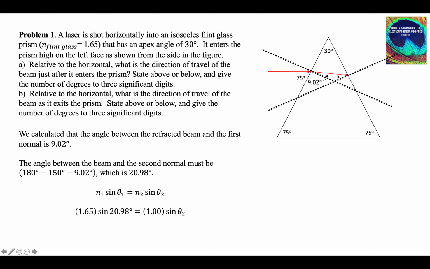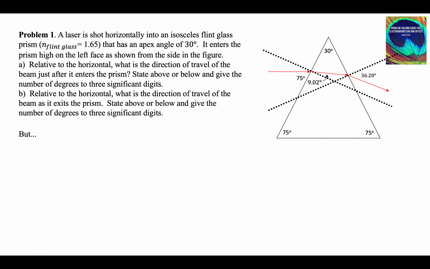Snell's law again. It starts in the glass, 1.65, times the sine of the angle from the normal in the glass. In the air, it's 1.00, and then we have theta 2. We can calculate theta 2 is 36.20. So that's the angle from the normal in the air. And since it's going from glass to air, it bends away from the normal. It's a bigger angle, so let's put that angle in.